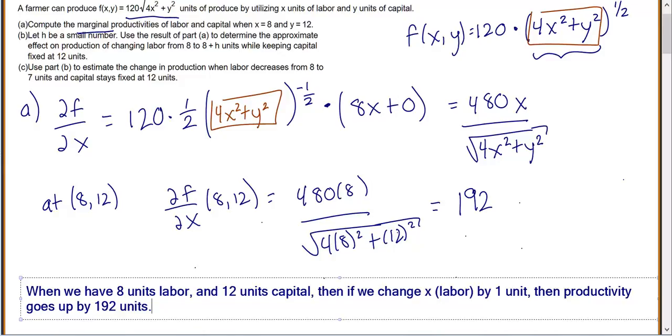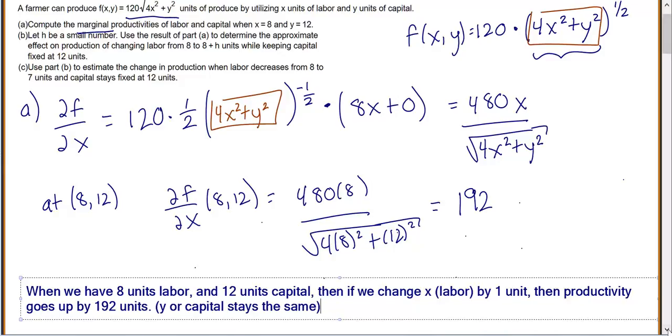Notice here, I didn't say anything about y. That's because it's the derivative with respect to x. Again, all we cared about was the x. And so, technically, we're going to say y, or capital, stays the same. So what we're saying is if we keep capital the same and we only change x by 1 unit, then our productivity will go up by 192 units.